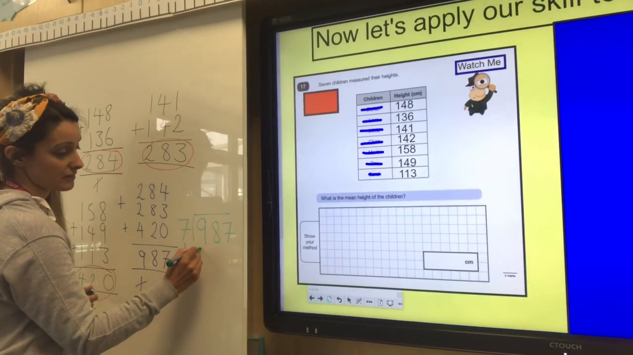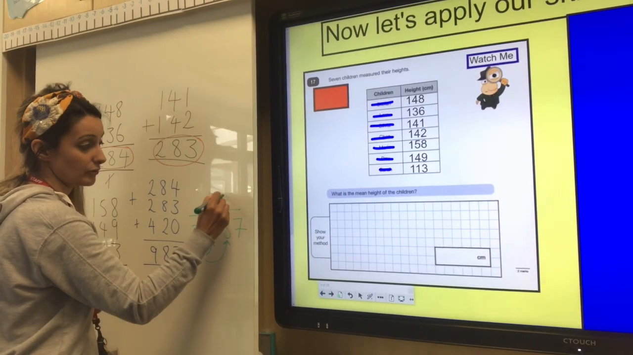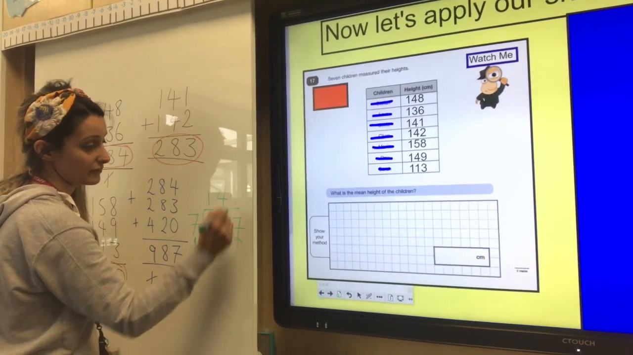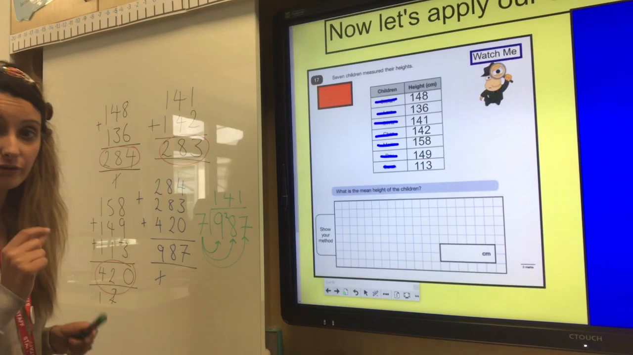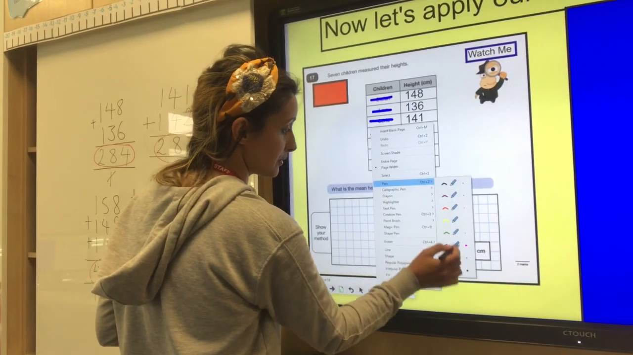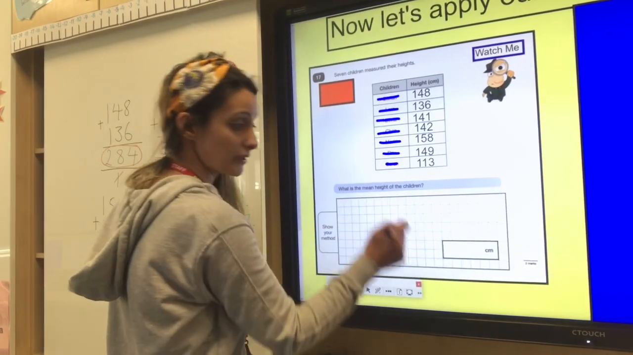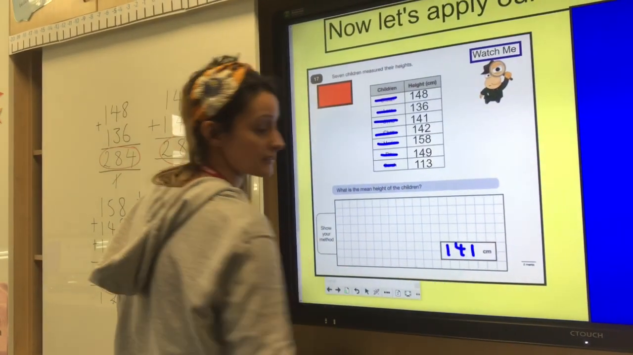So 7s into 9 goes 1, remainder 2. 7s into 28 goes 4, no remainder. 7 into 7 goes 1. So now I've got my final mean. So my final answer that I would put in that box there would be the mean, the average of all of these children is 141 centimetres.